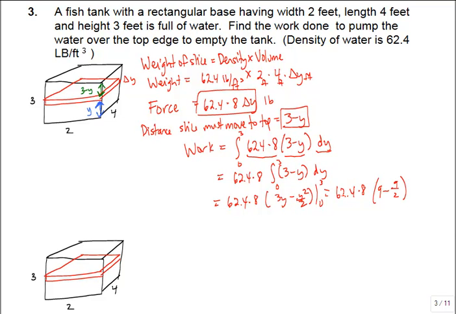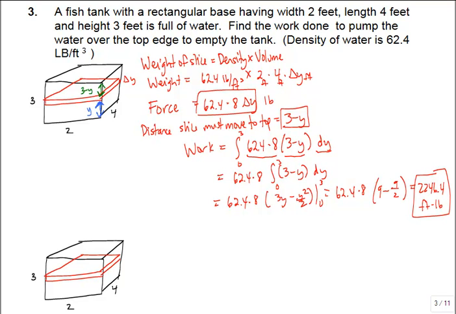So this is going to give me 62.4 times 8 times 9 minus 9 halves, and that's just going to give me, as a decimal, 2246.4. The units on this, since we were using measurements of feet for our distance and pounds for our density, this is going to be a foot-pound. So it takes me 2,246.4 foot-pounds of work to empty out this fish tank.